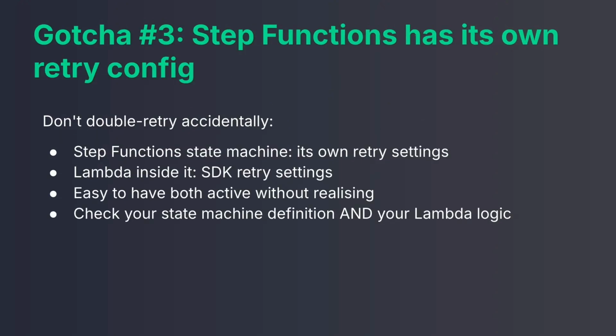Number 3, Step Functions has its own retry config. If you are using Step Functions to orchestrate Lambda calls, the state machine has its own built-in retry settings, completely separate from what the Lambda itself has. It's very easy to end up with retries at both layers without realizing it. Check your state machine definition and your Lambda logic together.